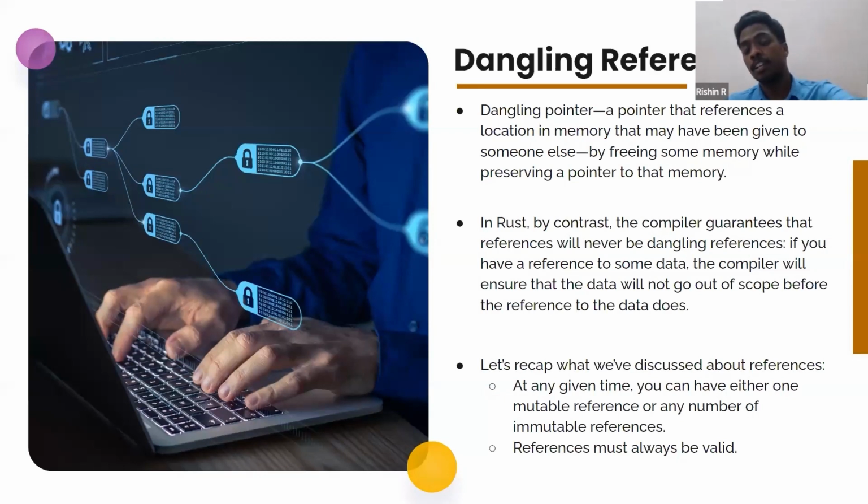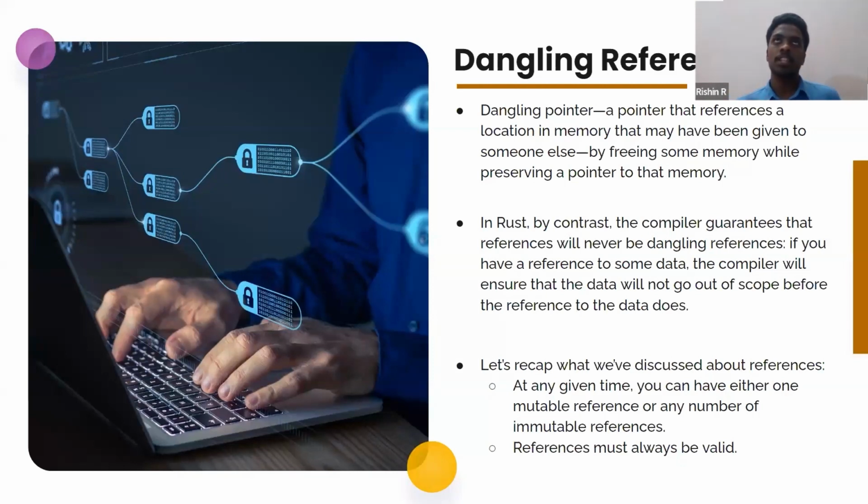This is usually a large problem in C or C++, and it is solved in Rust. By contrast, the compiler guarantees that references will never be dangling, because if you have a reference to some data, the compiler will ensure that the data will not go out of scope before the reference to the data does. So a dangling reference is basically a reference which is pointing to nothing.